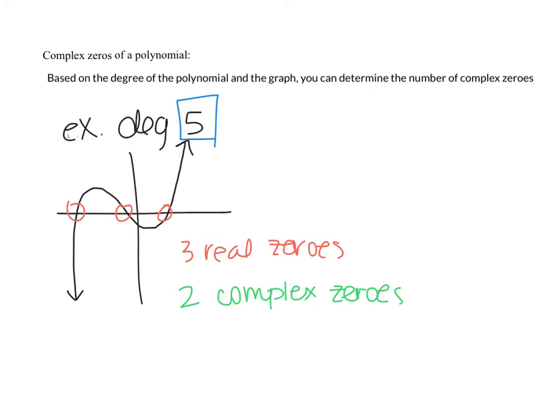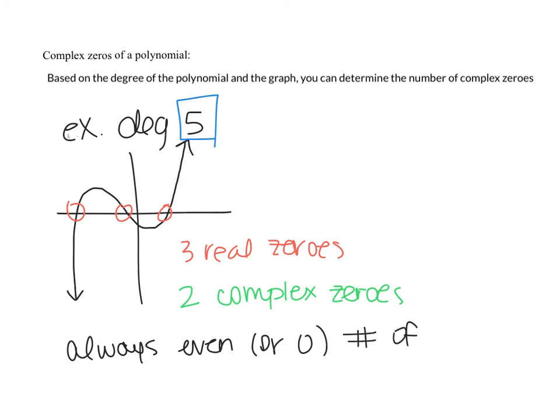It could work for any degree. If I had a degree 6 that crossed twice, then I would know there were 4 complex zeros. There always has to be an even number of complex zeros. So there's always an even or 0 number of complex zeros. And we're going to talk about why a little bit later.